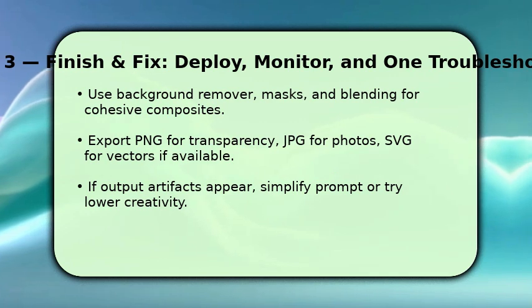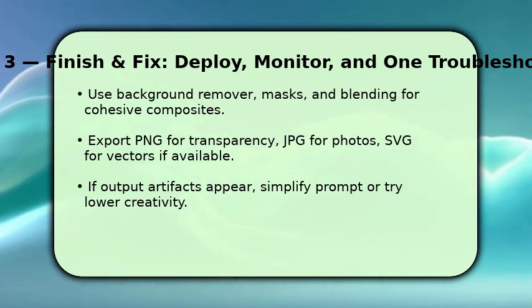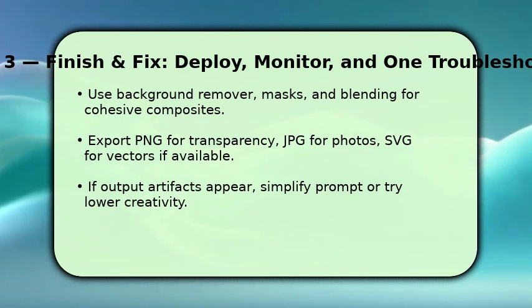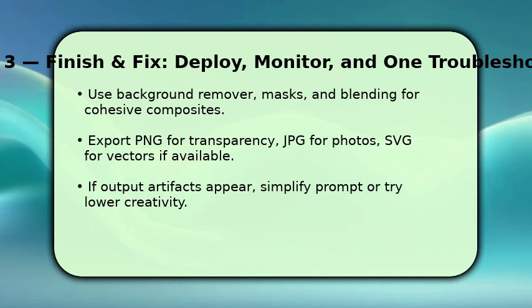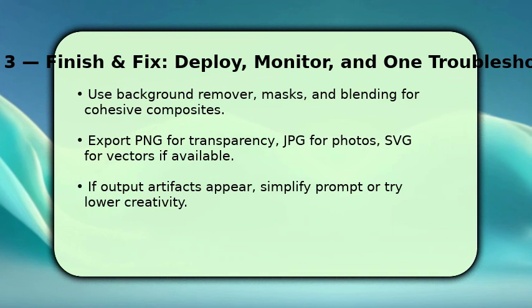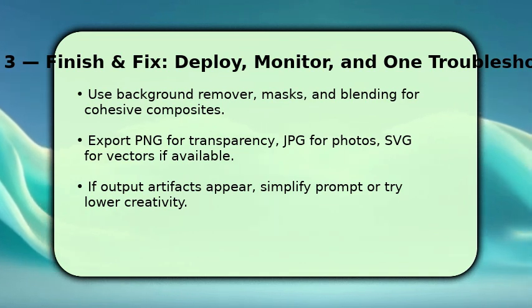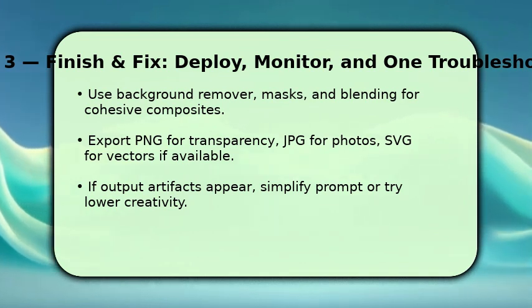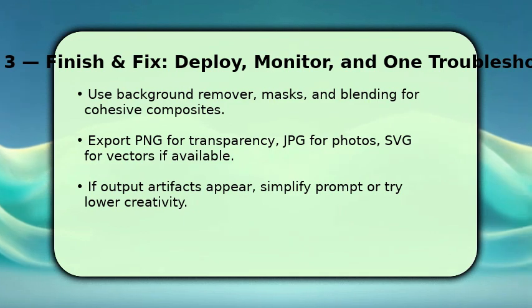Once refined, choose export settings: PNG for transparency, JPG for photos, and SVG when vector output is supported, then export at 2x for sharpness. If the image looks off, simplify your prompt, lower creativity, or regenerate with tighter constraints. Sometimes swapping a single adjective corrects style drift. Finally, save a prompt library so you can reproduce successful results.